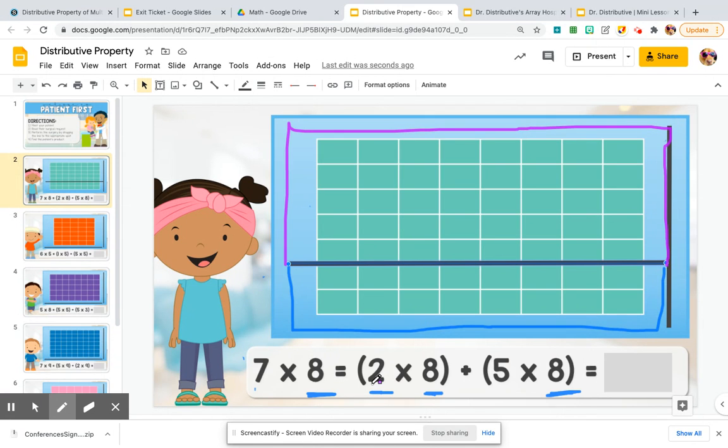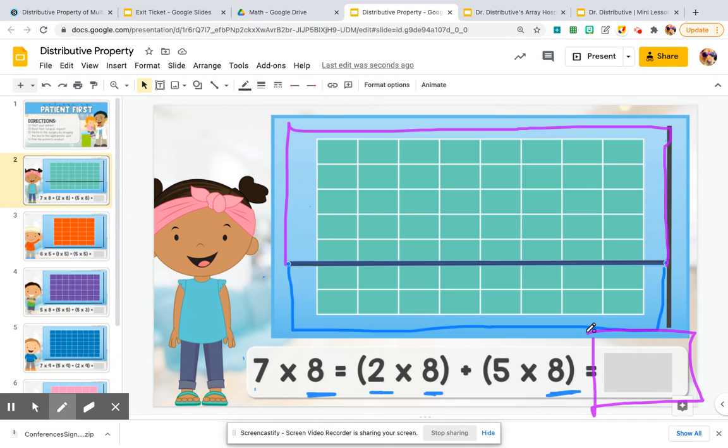So now I need to check my answer here and make sure that I separated my array like I was supposed to. So here I have 2 rows, 1, 2 of 8. My columns are still 8. I know that for a fact. I already counted them. And here at the top, it shows 5 rows of 8. Now I'm ready to find my product.